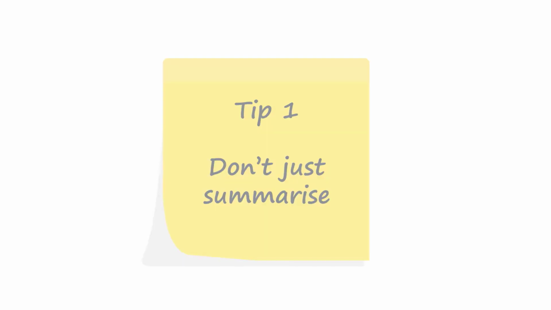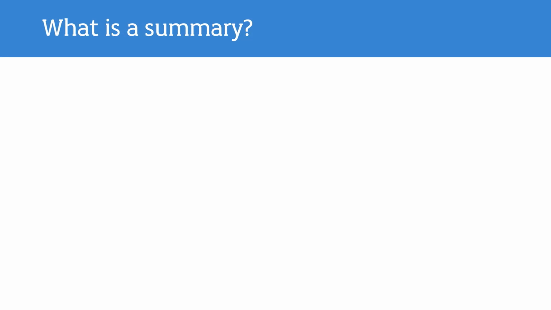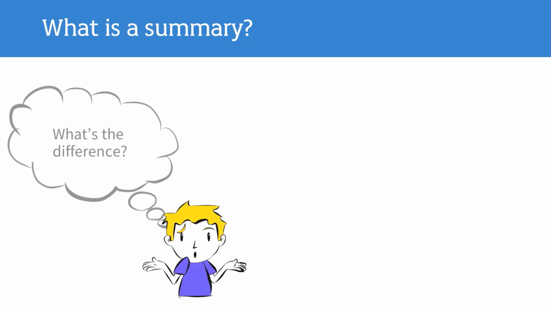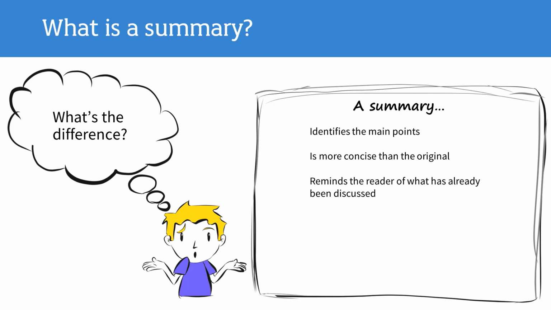First, don't just summarize. One of the most common mistakes students make is to write a summary rather than a conclusion. If you're summarizing something, you identify its main points or elements and present them back to your reader or audience, usually in a succinct way. Summaries can help to remind others of what you have covered up to this point. In an essay, we can summarize by rewriting a version of the topic sentences from each body paragraph.